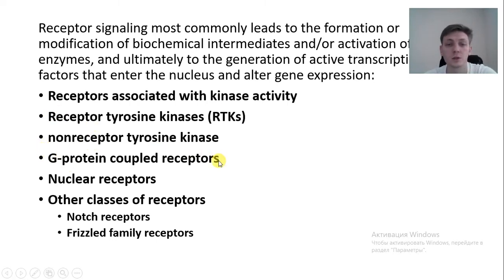Also, we have G protein coupled receptors. G protein is used in the formation of cGMP. So cyclic GMP is guanylate monophosphate receptors, which also help in some events of activation of the cell. We have nuclear receptors, I showed you before, activation of which changes the genetic expression of the cell. And we have Notch receptors and Frizzled family receptors. So I approximately explained them in the previous slide.